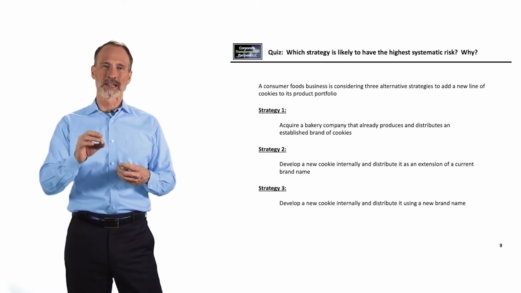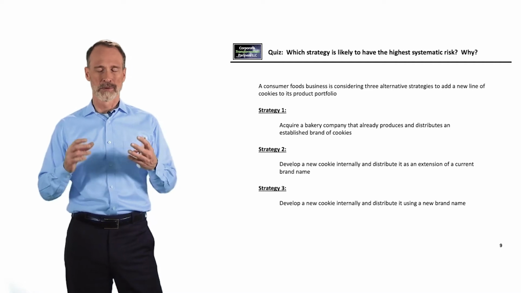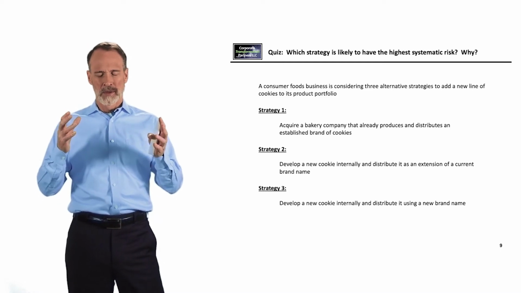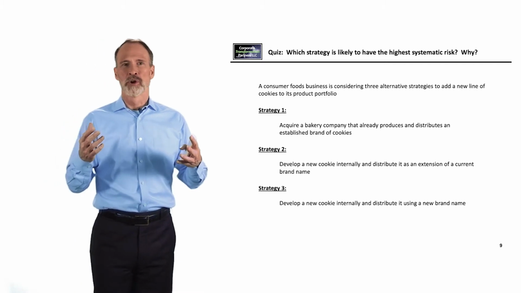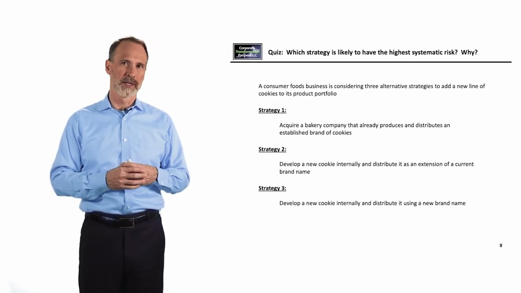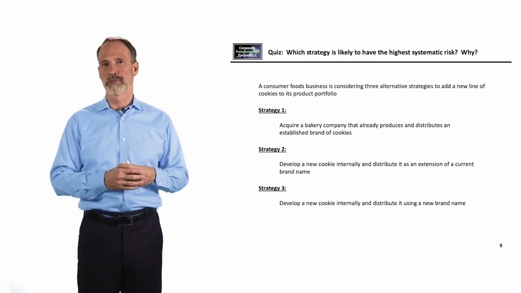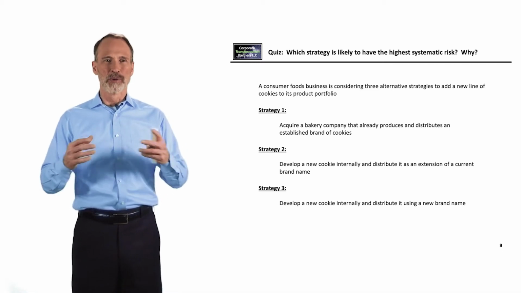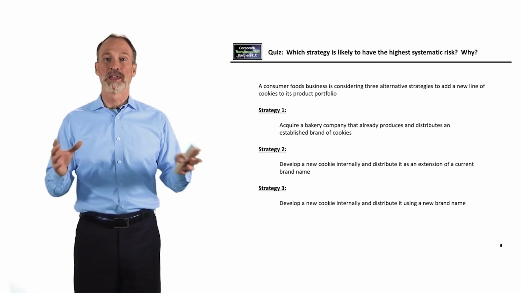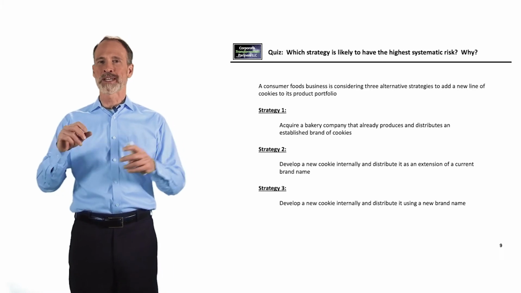Now let's answer the question at the top of the slide. Which strategy is likely to have the highest level of systematic risk? So what you should be thinking is, as a diversified investor, which one of these strategies is going to add more risk to my portfolio than the others? And this is risk that could not be diversified away by investors. Let me propose a bold answer. The bold answer is they all have the same level of systematic risk. So for the moment, let's assume that that's true.